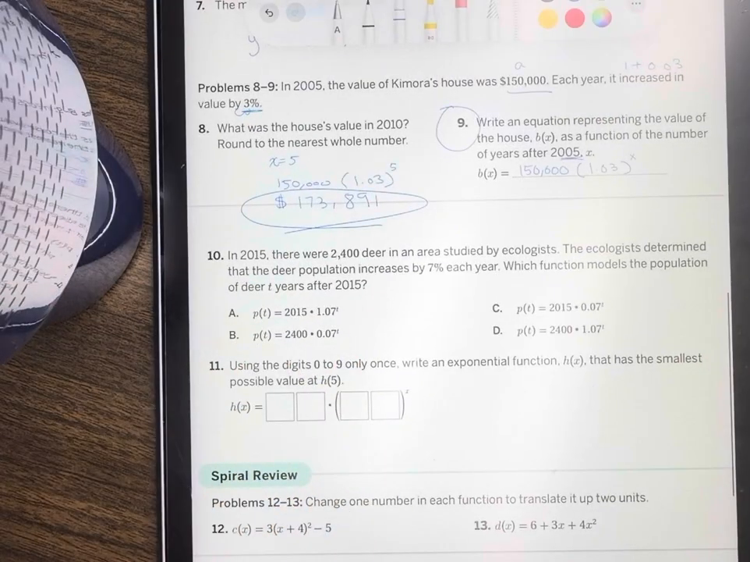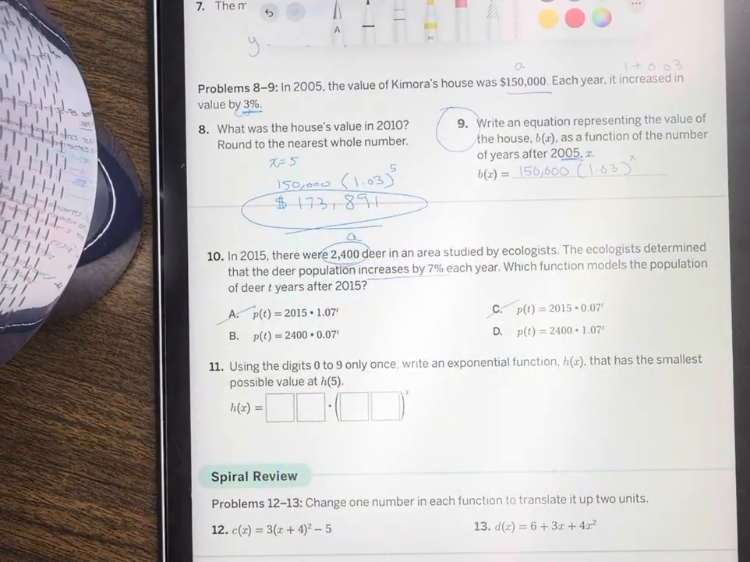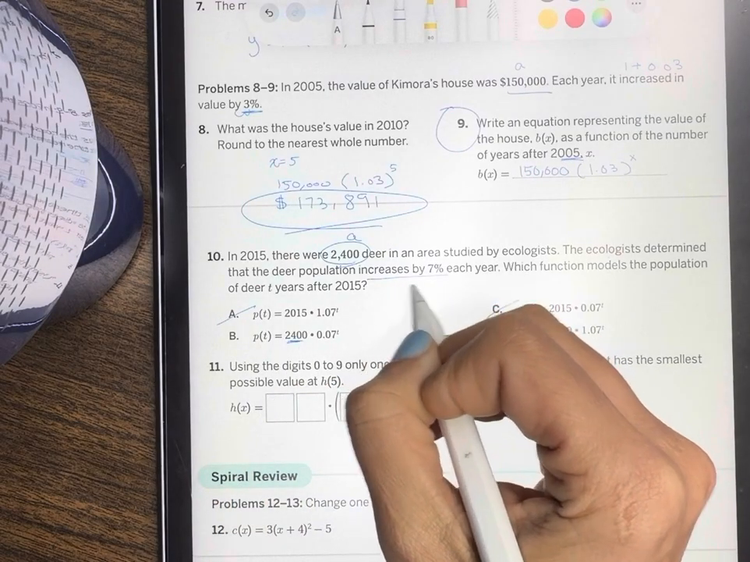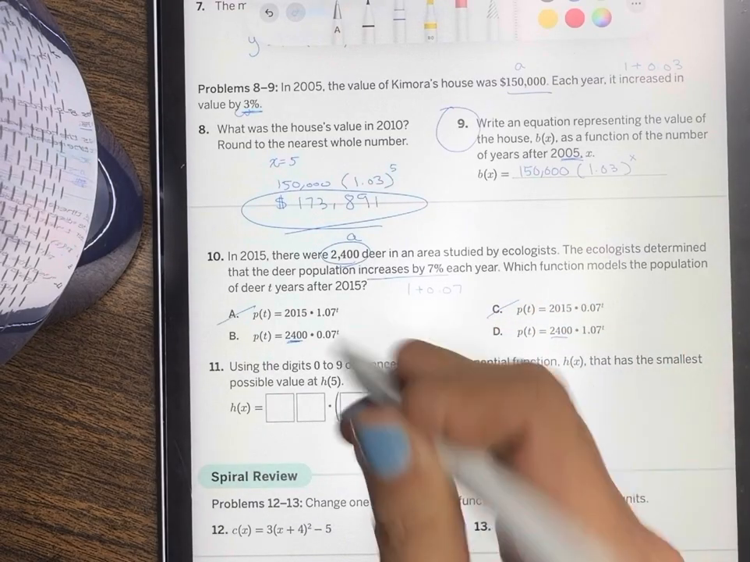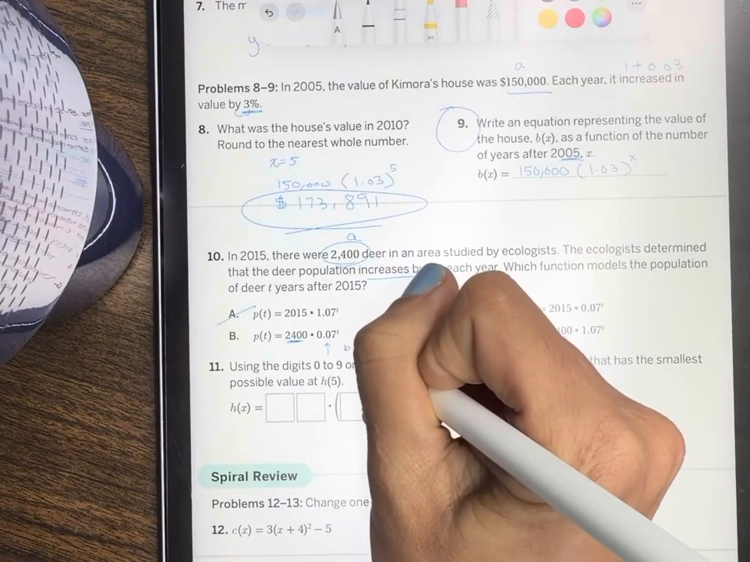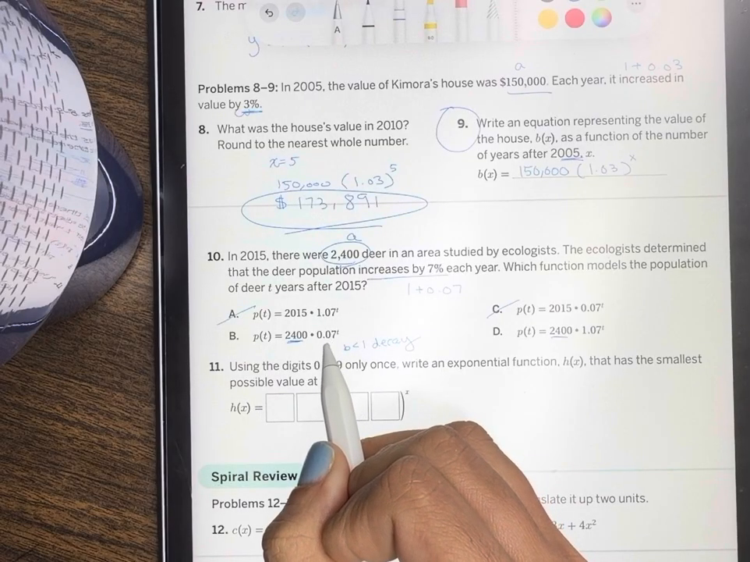Number 10, in 2015, there were 2,400 deer in this area. The ecologists determined that the deer population increased by 7%. Which function models it t years after 2015? So remember, what you started with, that's A. So that eliminates A and C because they don't start with 2,400. Then, because I'm increasing by 7%, I need 1 plus 0.07, okay? Remember, if B is less than 1, we have decay, not growth. And that's a number way less than 1, okay?